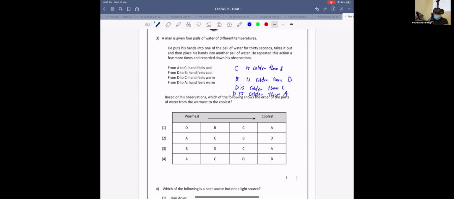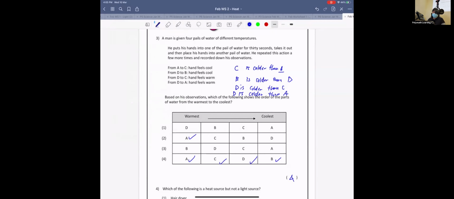When you remove from D and put it in C, hands feel warm. That means C is warmer than D. Okay, D is colder than C, correct? From D to A, hand feels warm. A is the warmest because A is not colder than anything. Okay, B is colder than D. D is colder than C. So B is the coldest, followed by D, then C. Answer is 4.